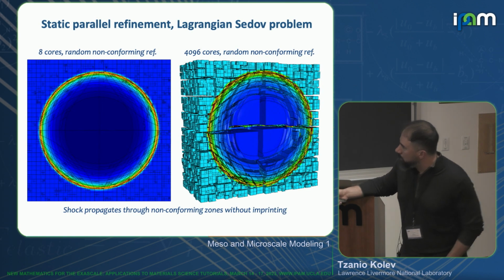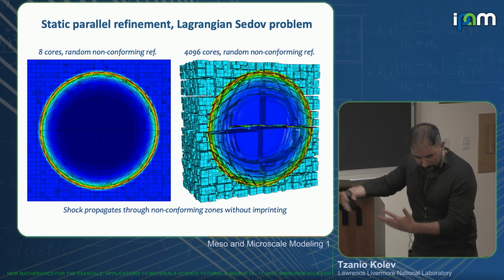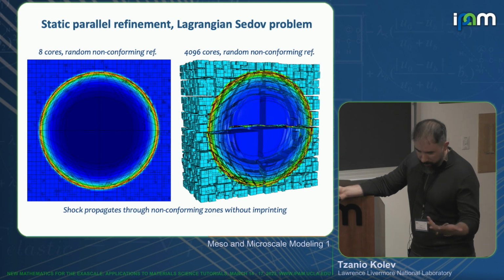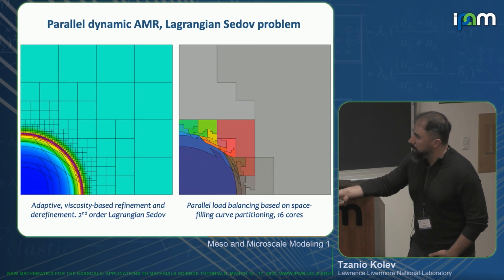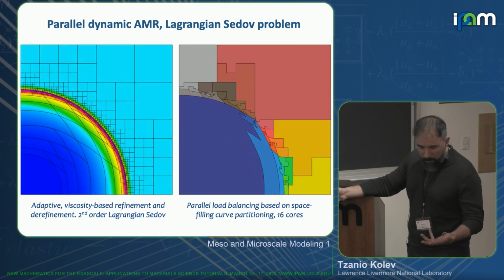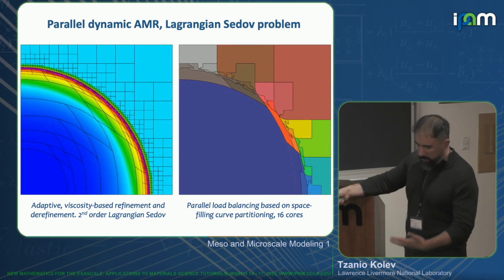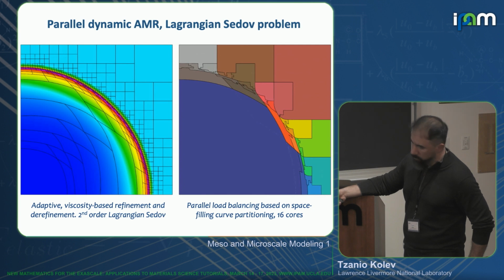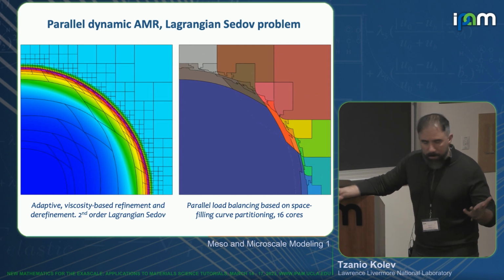Okay, this is another example. This is preservation of symmetry for radial shock with random refinement. We can do it quite well, including in parallel on 4,000 cores. And this is how it works dynamically in practice with refinement, derefinement. This is the parallel decomposition. We use a space filling curve for that. This is 16 cores. But as you can see, as the shock progresses, we refine in front of the shocks, we derefine behind it, and we decompose the problem so we're always almost perfectly balanced, plus or minus one element.